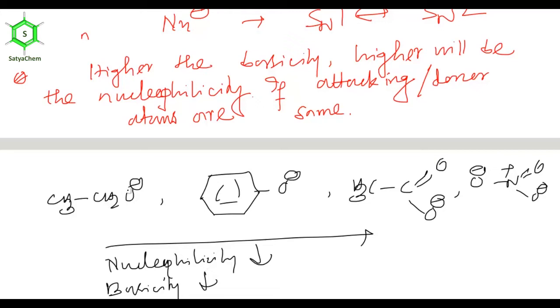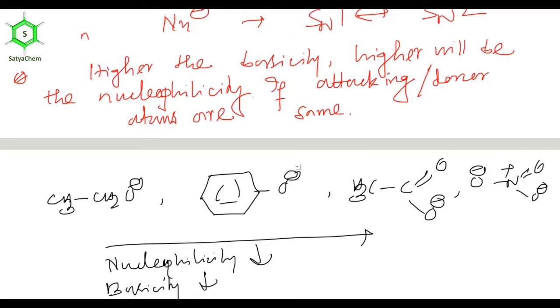See here, in the first example, in the ethoxide ion, the negative charge is concentrated on the oxygen atom, so it has high basicity because it tries to become neutral. So according to basicity, it wants to react with H plus to become neutral. In terms of nucleophilicity, it has a high tendency to attack a C delta positive species, a C delta positive center.